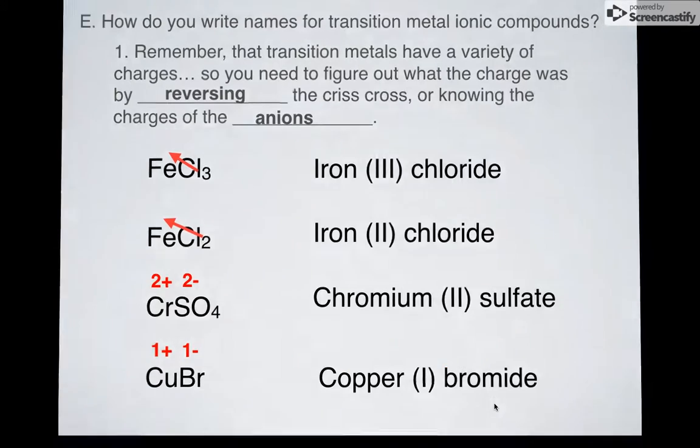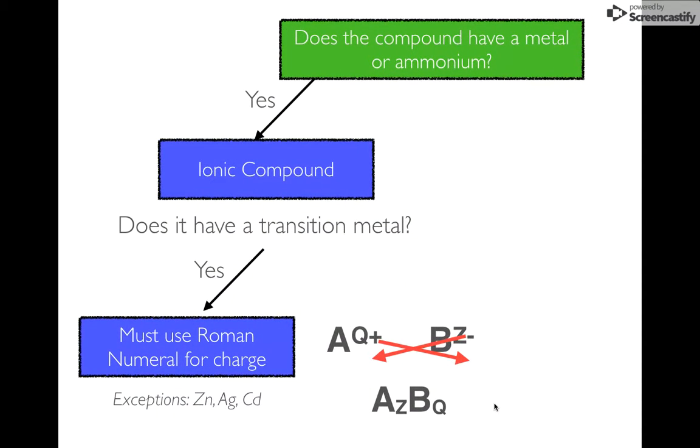Okay? And so that takes us to the next part of our flow chart. So we already talked about, if you answer no, it doesn't have a transition metal, you name it normally. But what if it does have a transition metal? If the answer is yes, you must use a Roman numeral for the charge. So you crisscross it, or you reverse the crisscross to figure out what that would look like.